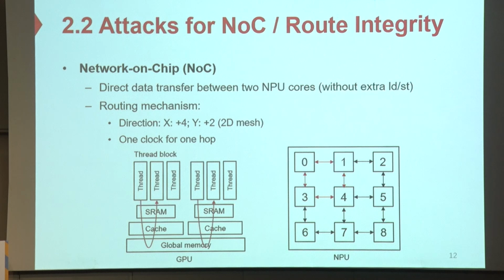The second attack on the inner NPU hardware structure is leveraging the NoC network. Network on chip allows direct data transfers between 2 NPU cores. The source node can define the direction of the NoC packet, and it will be transferred to the next node each clock. Compared with the GPU architecture, an NPU with the NoC can significantly reduce memory load and store requests.